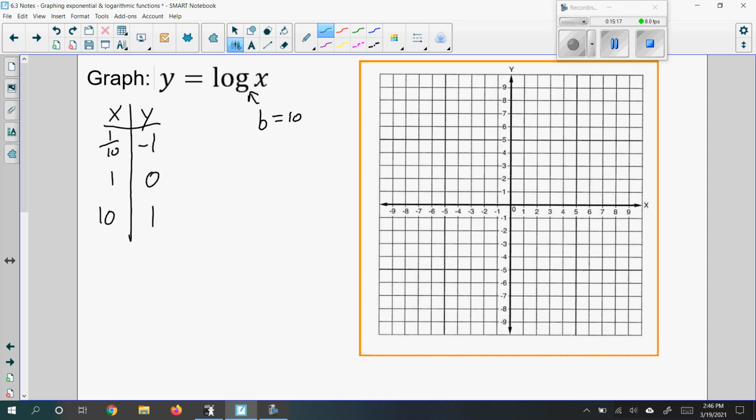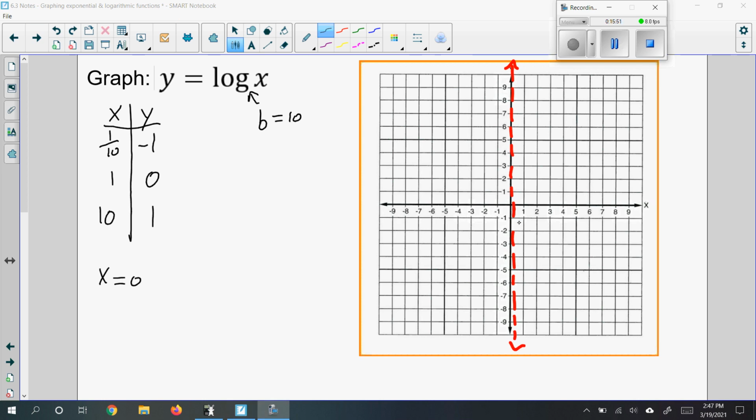This also has a vertical asymptote at x equals 0. So we'll start by plotting our vertical asymptote, which is right on top of the y-axis. And we'll plot our other points. -1, 1/10, which is very close to the x-axis. Oops. Sorry, I got that backwards.